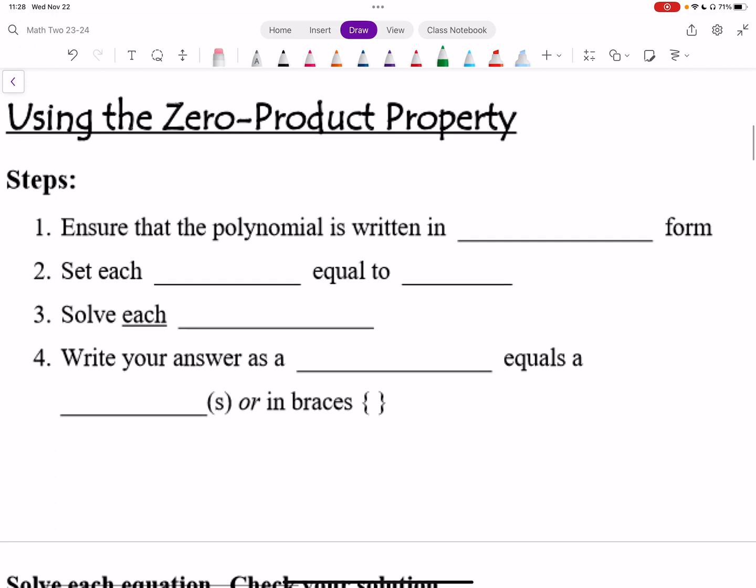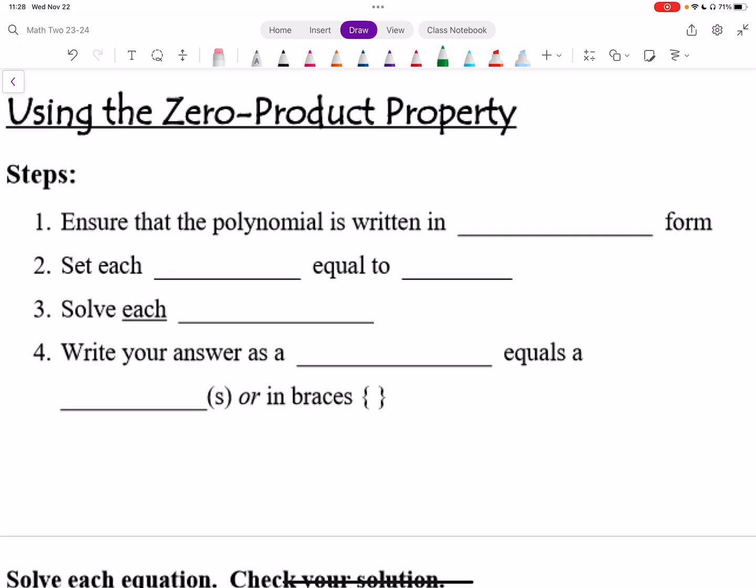Let's talk about using the zero product property. Here are the steps that you will need to follow. Step 1 is to ensure that the polynomial is written in factored form. For this lesson video, all of the polynomials I throw at you will already be written in factored form. For the second part, you will need to actually factor first. Once it's written in factored form, you will then set each factor equal to 0, meaning you'll write a bunch of separate mini equations because we know that only one factor at a time has to equal 0 in order for the whole thing to equal 0.